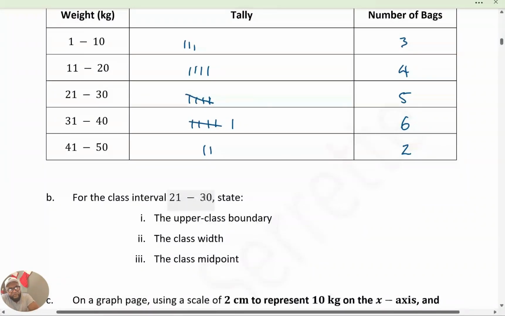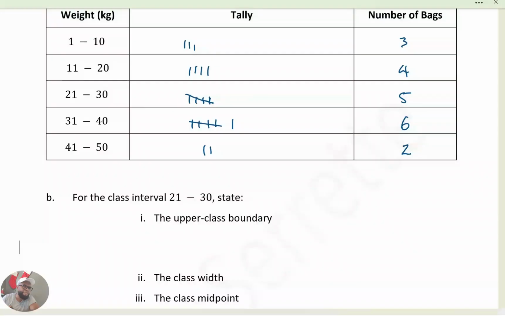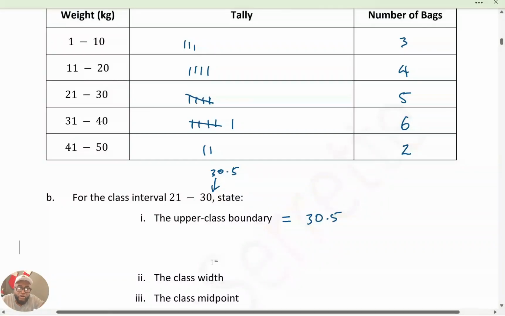For the class interval 21 to 30, that's the only class interval we're focusing on, right? State the upper class boundary. So who can tell me what the boundaries are? I gave you all that definition above. Boundary is 0.5, excellent. As I told you before, anytime I hear boundaries, think 0.5s. So my upper class boundary would be 30.5. It will be 0.5 more than this 30, right?